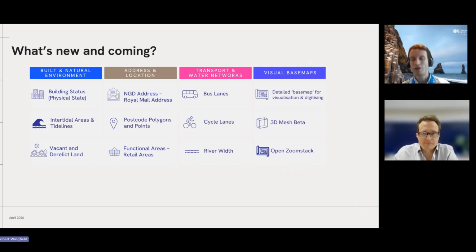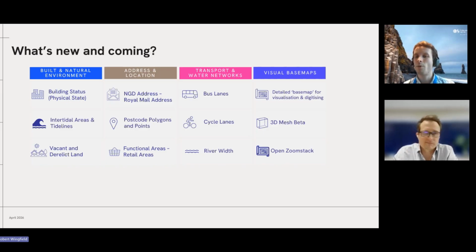So we've released recently attributes on the physical state of a building, as I mentioned, intertidal areas and tide lines. We've included some attribution on vacant and derelict land, particularly in the NGD land use sites data, that function of the area of land. We've also released in address a full copy of Royal Mail's postcode address file into the Royal Mail address feature type. I mentioned earlier about postcode polygons and points, which is new as of a couple of weeks ago into the NGD. And then we've also recently released some data on retail areas as well. So that kind of gives you analytical insight and visual insight in terms of where retail areas are within Great Britain. We've released data on bus lanes and cycle lanes and some new attribution on river widths as well.